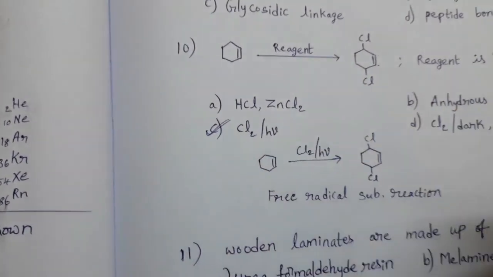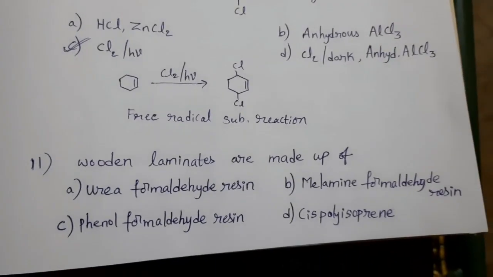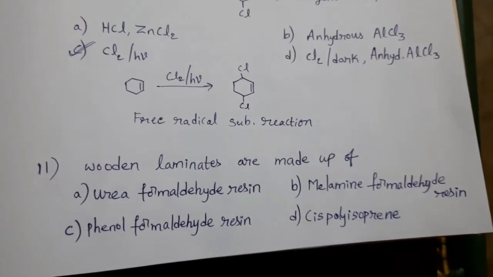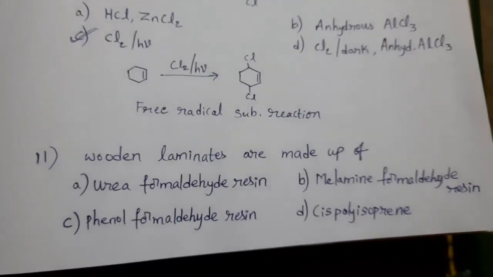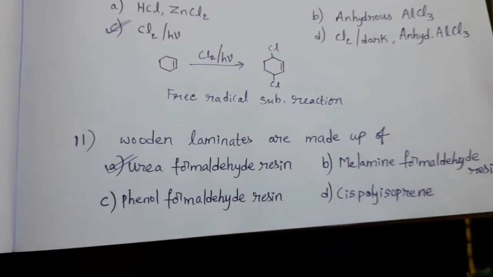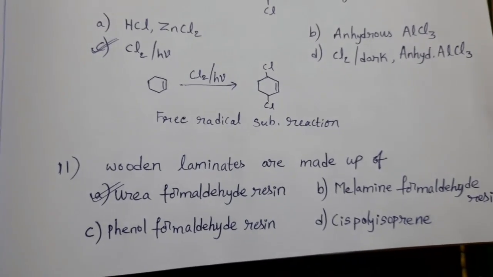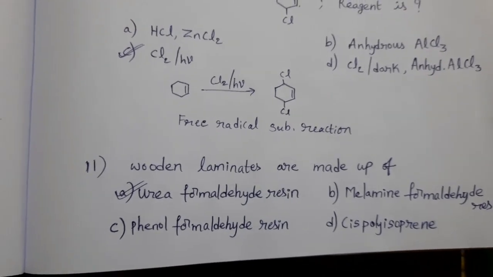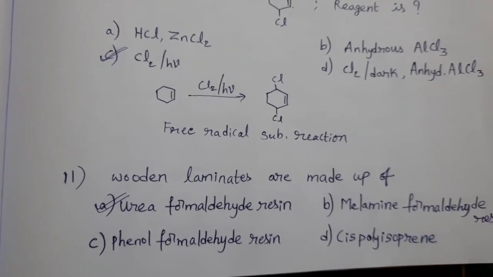C. Next, wooden laminates are made up of urea formaldehyde resin. This is the use of polymers. Option A is the answer for this. Urea formaldehyde resins are used for manufacture of wooden laminates.